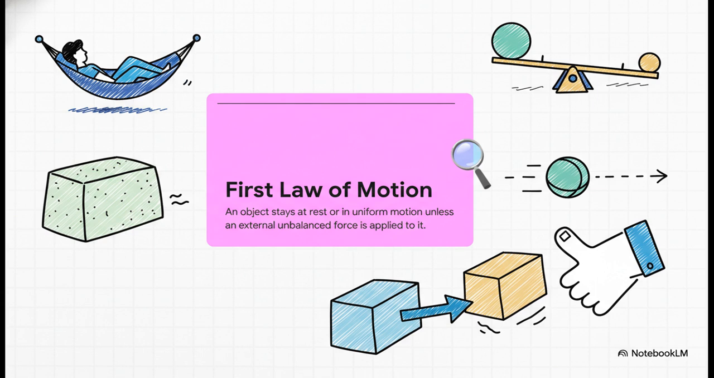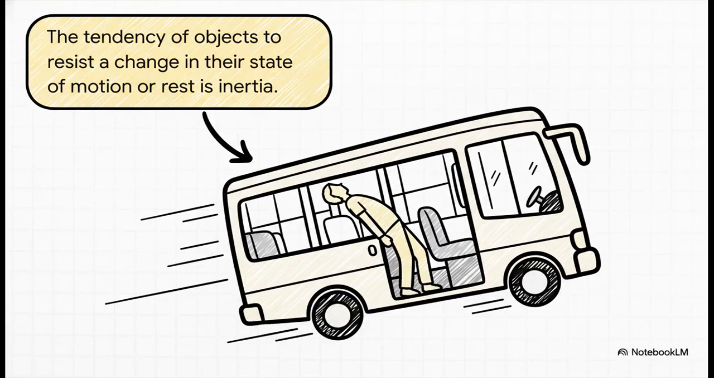In simple words, objects have a natural tendency to just keep doing what they're already doing. And this natural tendency of an object to resist any change in its state of motion, that property is called inertia. Now, let's go back to our bus example. When the bus suddenly starts, your feet, which are in contact with the bus floor, move forward. But the upper part of your body, because of its inertia, wants to remain at rest. That is why you feel that jerk backwards.